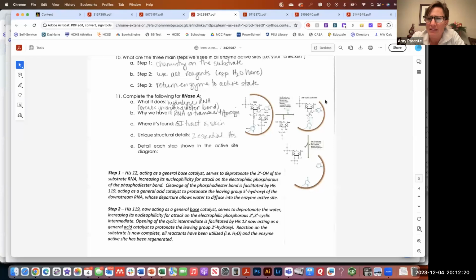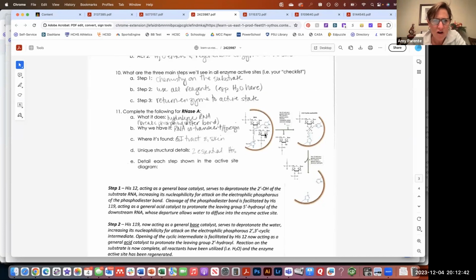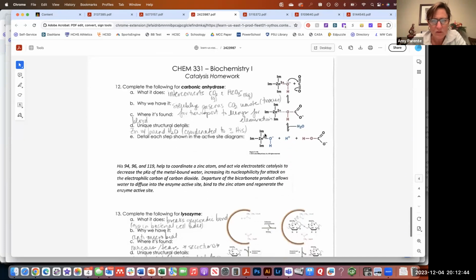active site. And like we've indicated before, your enzyme active site is always going to be what it looks like before and after an arrow. So that's going to be the step that you'll detail. You'll look at the enzyme active site before the arrow, and what you're going to be describing is what is happening to generate what you see after the arrow. Okay, so there it is for RNase A.